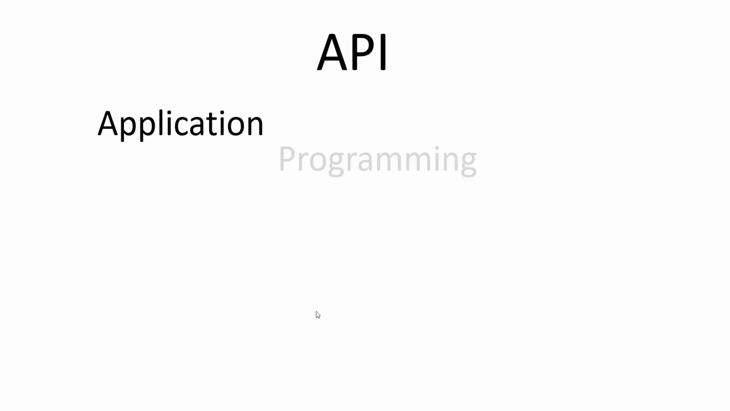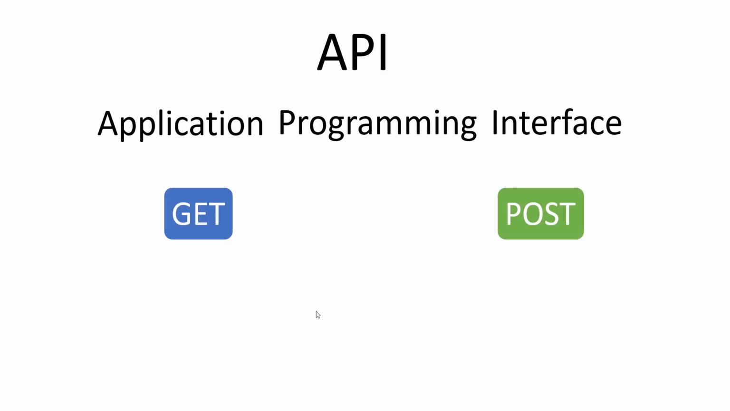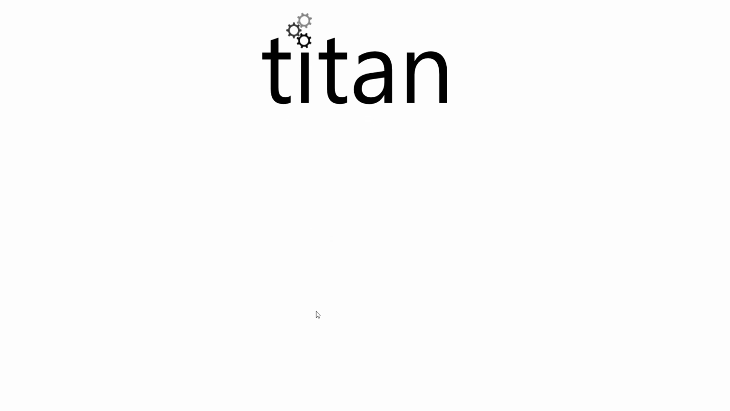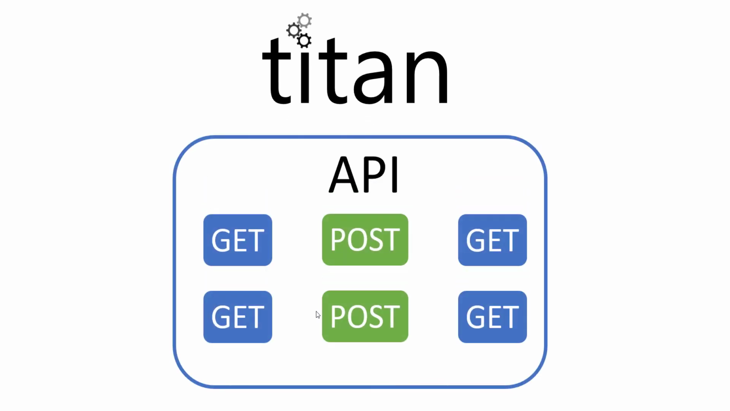So what are APIs? It stands for Application Programming Interface. I won't be going into too much technical detail. However, to summarize, with an API you can either request to get data or you can post your data for processing. These are called endpoints of an API. Titan offers you this simple protocol where you can create your API, and that has its own endpoints, which lets you get or post data.